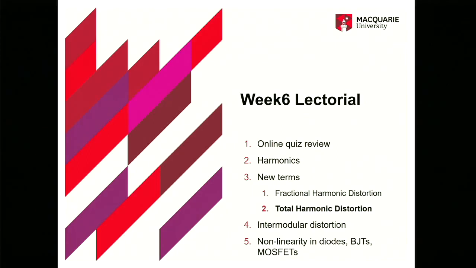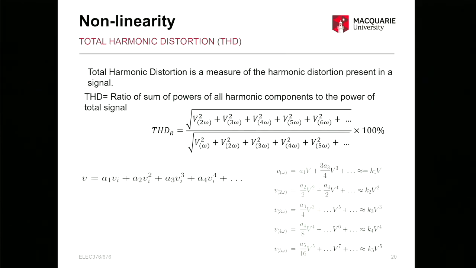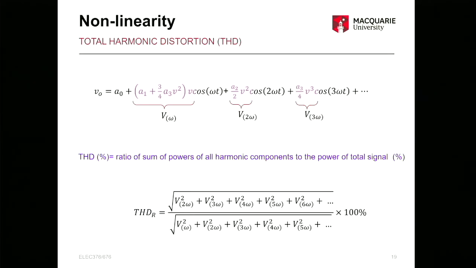So another term is total harmonic distortion. Total harmonic distortion by root mean square, which is shown here as R, is the ratio of the sum of all harmonic components to the total signal strength.